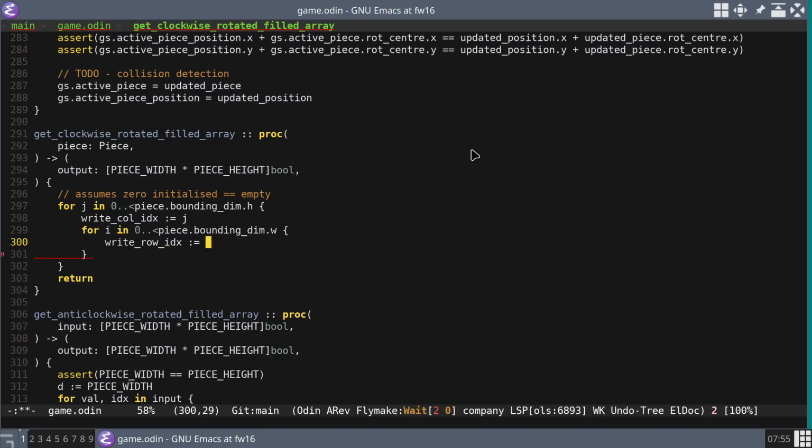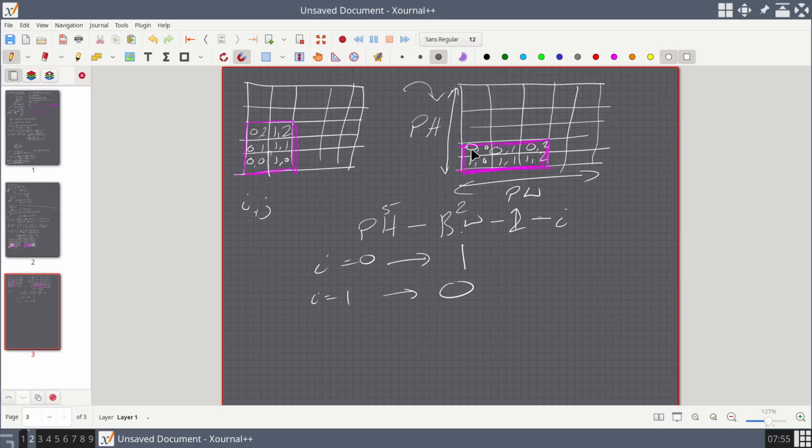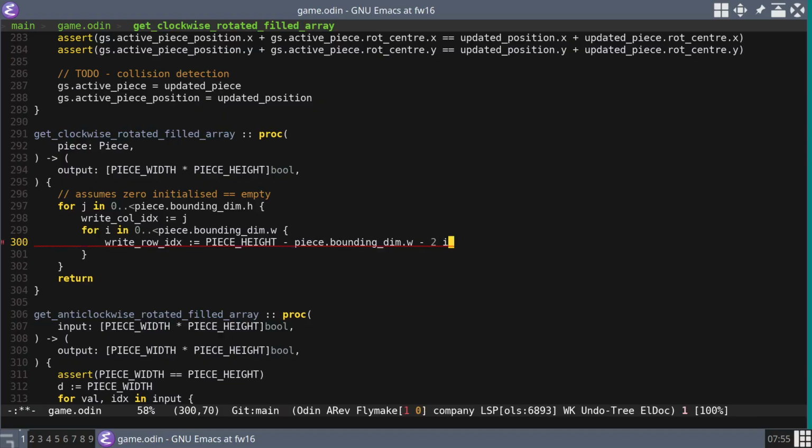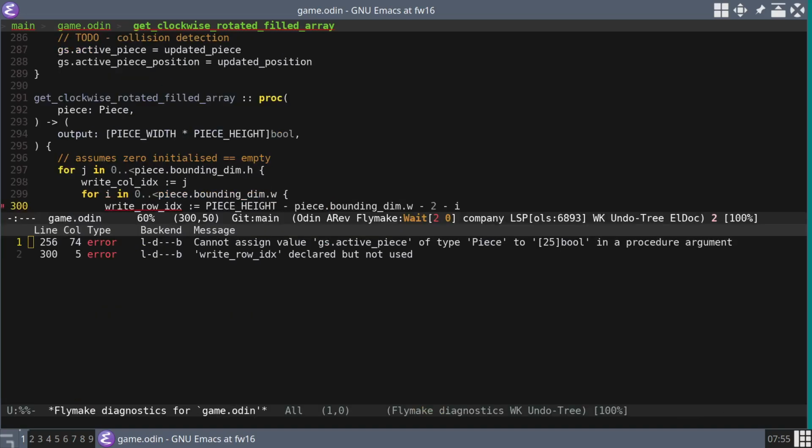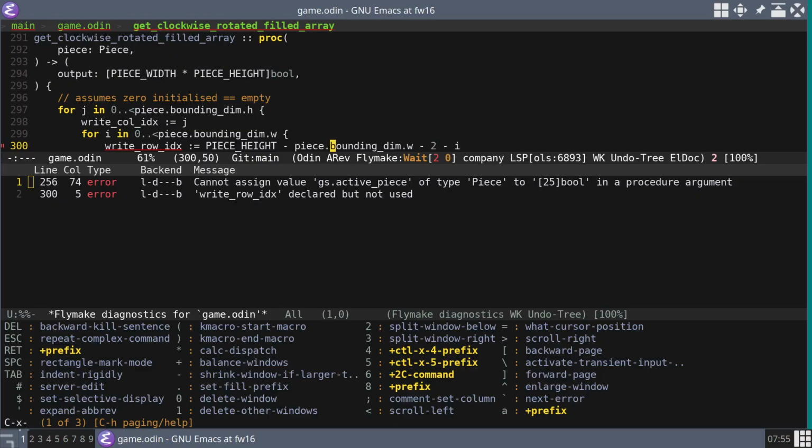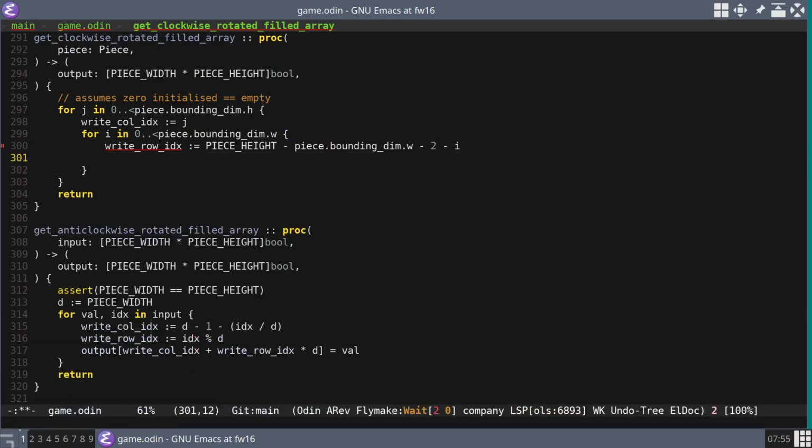So our right row index is going to be equal to piece height minus piece dot bounding dim dot width minus 2 plus I minus I. Minus I because it's going downwards. What's wrong with you? Cannot assign the value to that, right row index is never used. Fine by me. Because we're about to use it.